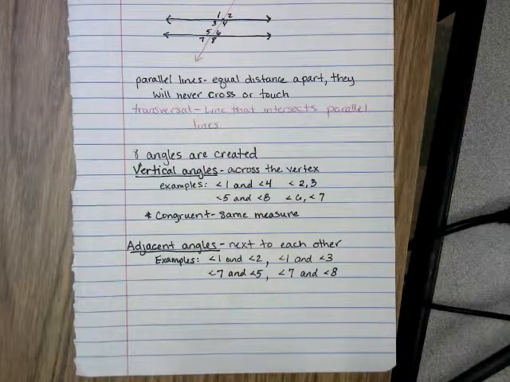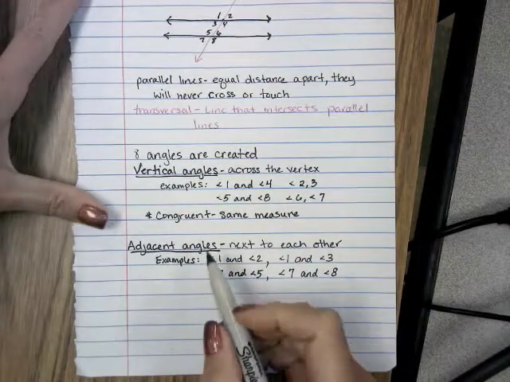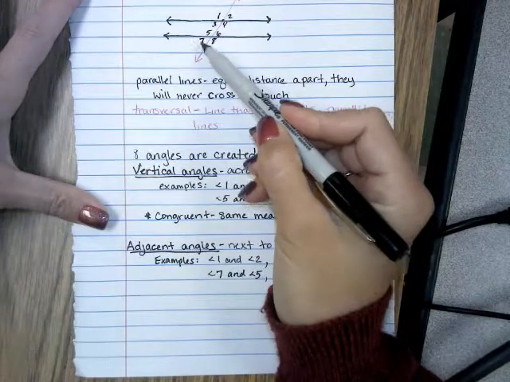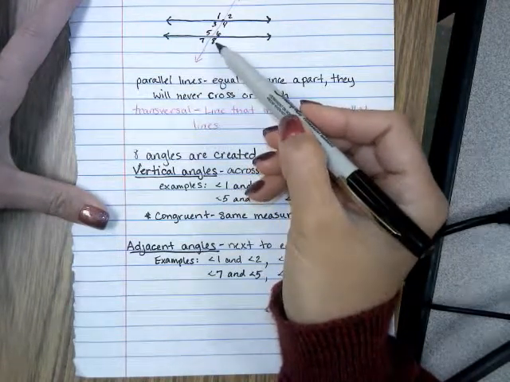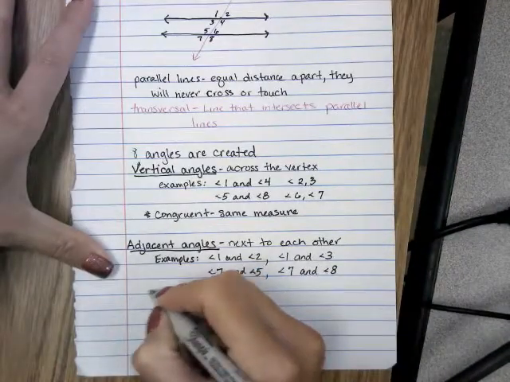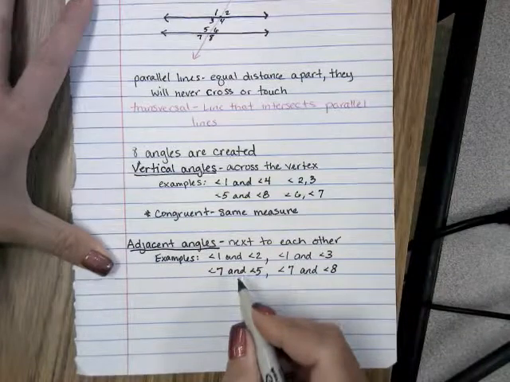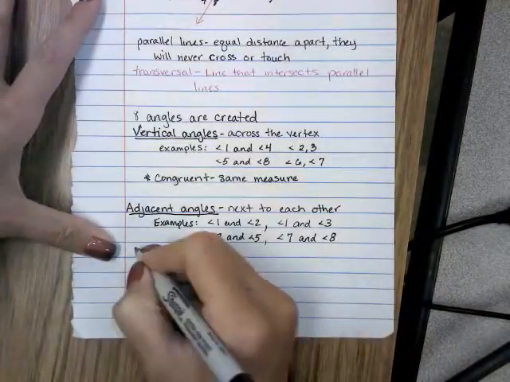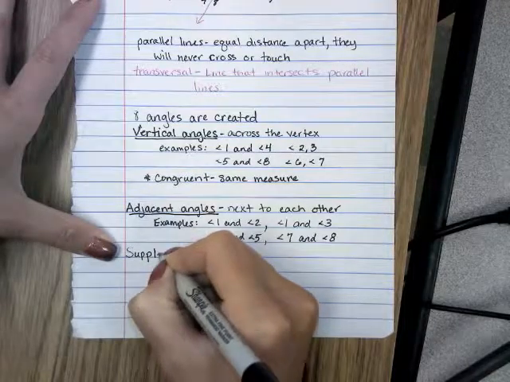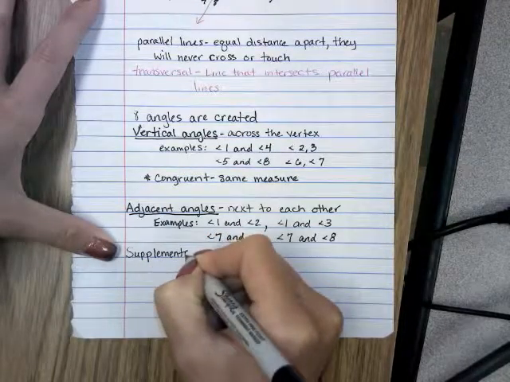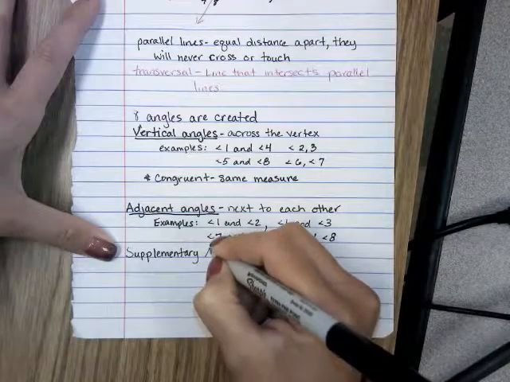Now, adjacent angles are not congruent. These two angles are not the same. They're not the same measure. There's going to be a different relationship that we're going to look at right now, and that is supplementary angles. You may remember this word, supplementary.